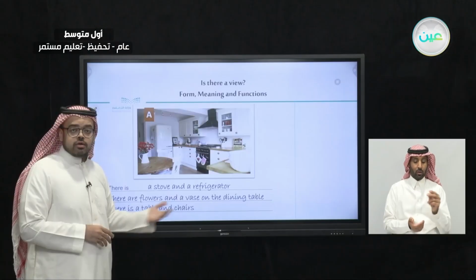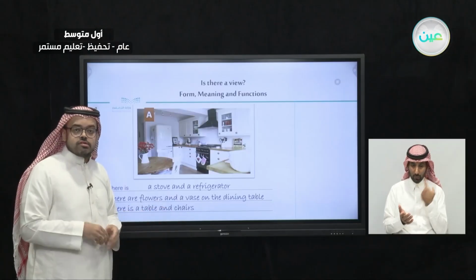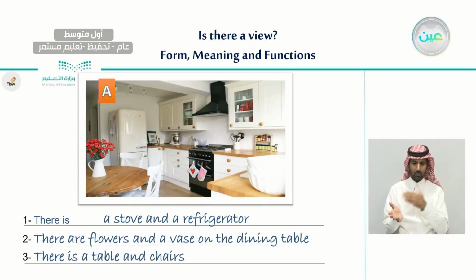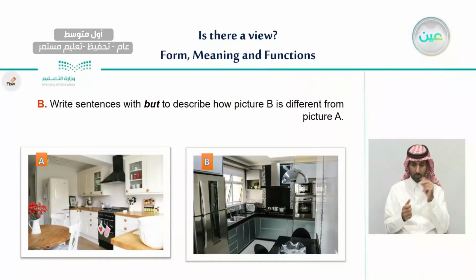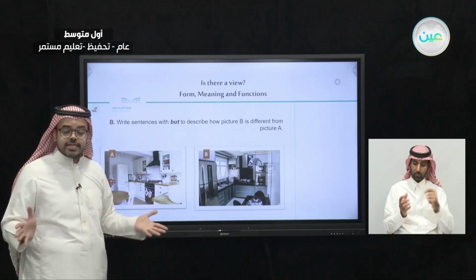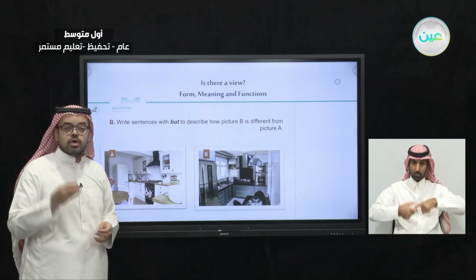So now we have written three sentences about picture A. Let's see the other picture, picture B. What we need to do is write sentences with but to describe how picture B is different from picture A. We're going to see the differences between these two pictures, and use them in writing sentences with the conjunction but.